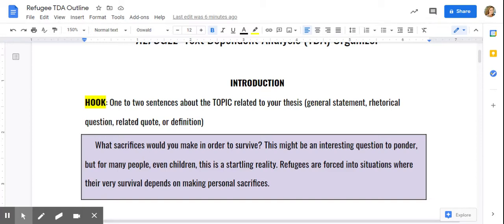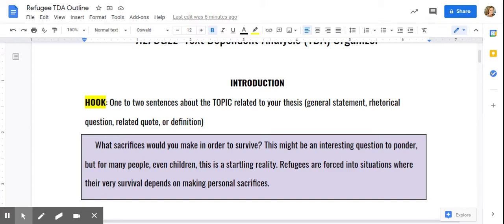I saw this topic as a theme in all three of the stories from Joseph, Isabel, and Mahmoud. So my hook is going to be about sacrifices. I'm not jumping into the story yet. I'm just talking about sacrifices in general. And I chose a rhetorical question for my hook. So this is what I wrote. What sacrifices would you make in order to survive?